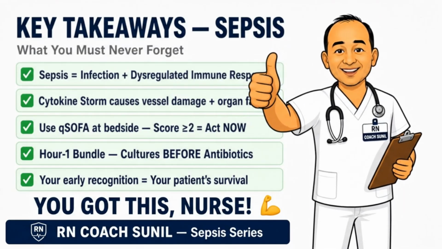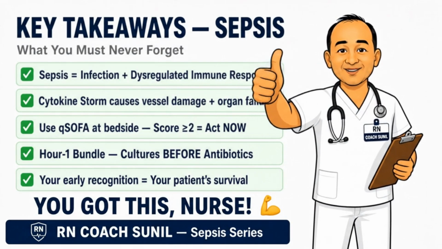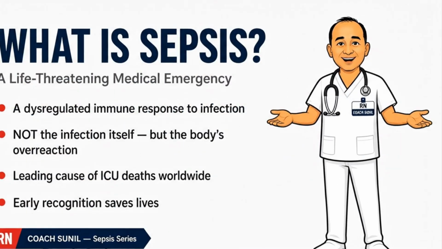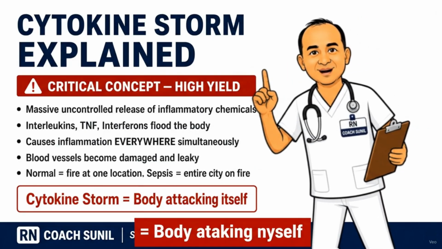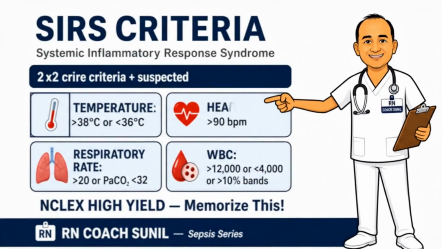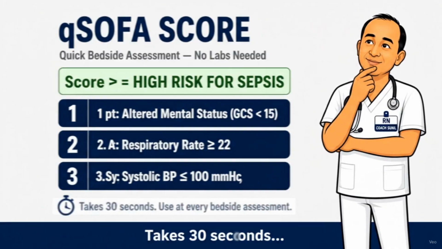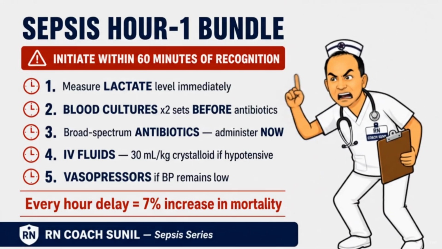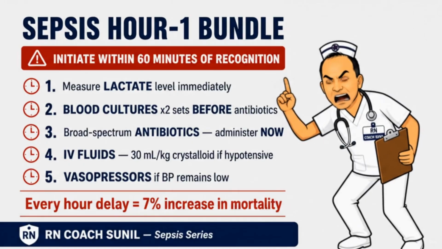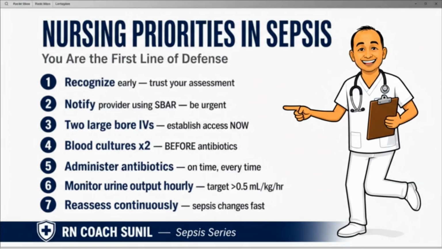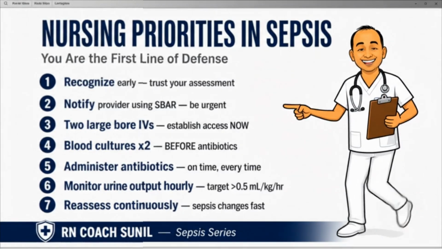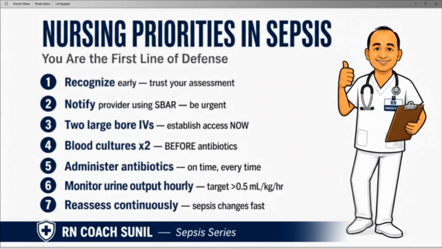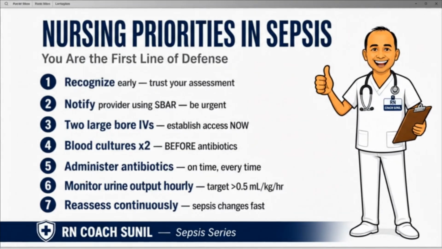You've just completed this comprehensive lesson on sepsis. Today, we covered the complete pathophysiology of sepsis, understood the cytokine storm, learned the SIRS and qSOFA criteria, reviewed the Hour-1 sepsis bundle, and discussed the most important nursing priorities for safe and effective patient care. Remember, recognizing sepsis early and acting quickly can save lives. As a nurse, your assessment, clinical judgment, and timely interventions make a real difference.